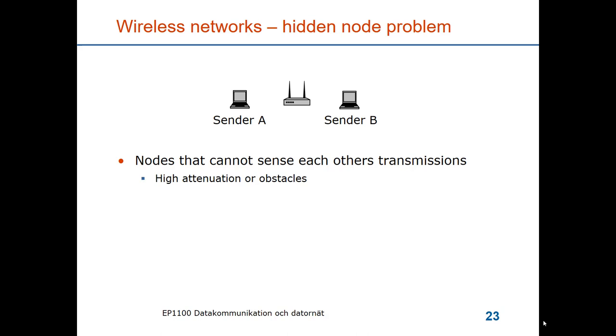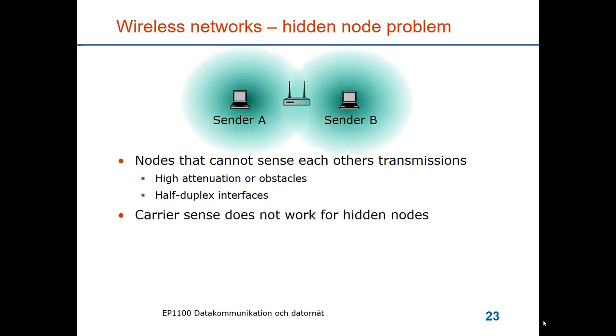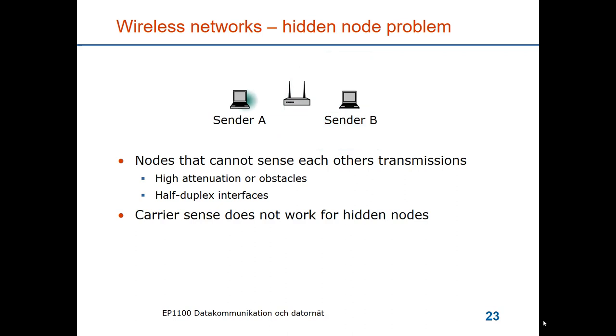Also, we assume that the nodes have half duplex interfaces, which means that the sender is in a sending mode and the receiver is in a listening mode. So here, sender A communicates well with the receiver. But if sender B gets something to transmit, it will listen and it doesn't hear the signal from A. So it might start sending as well, and there will be a collision at the receiver. So carrier sense doesn't work well for hidden nodes.